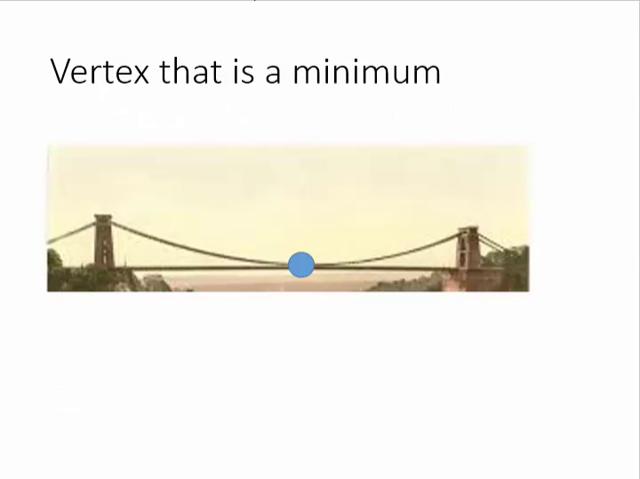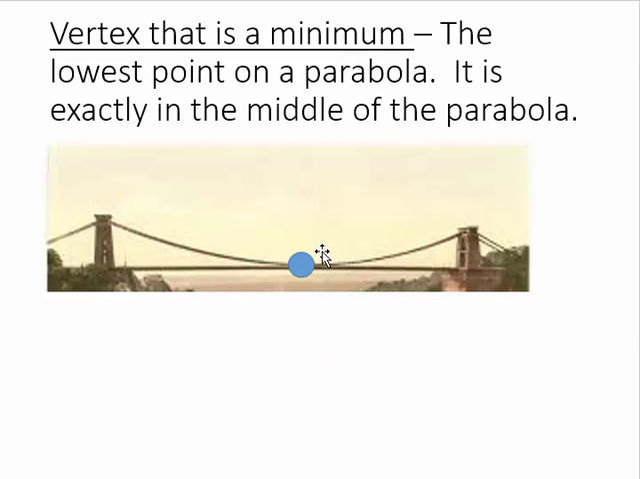Let's take a look at a vertex that is a minimum. So we're going to look at just the U shape of that bridge. So just the parabola. We could extend that out if you wanted to. And you'll notice that the point that's exactly in the middle of that U shape is the vertex. That's what a vertex is. It's exactly in the middle of our little U shape there. And since it's the lowest point on that U shape, it's called a minimum. So a vertex that is a minimum is the lowest point on a parabola. It's exactly in the middle of a parabola.